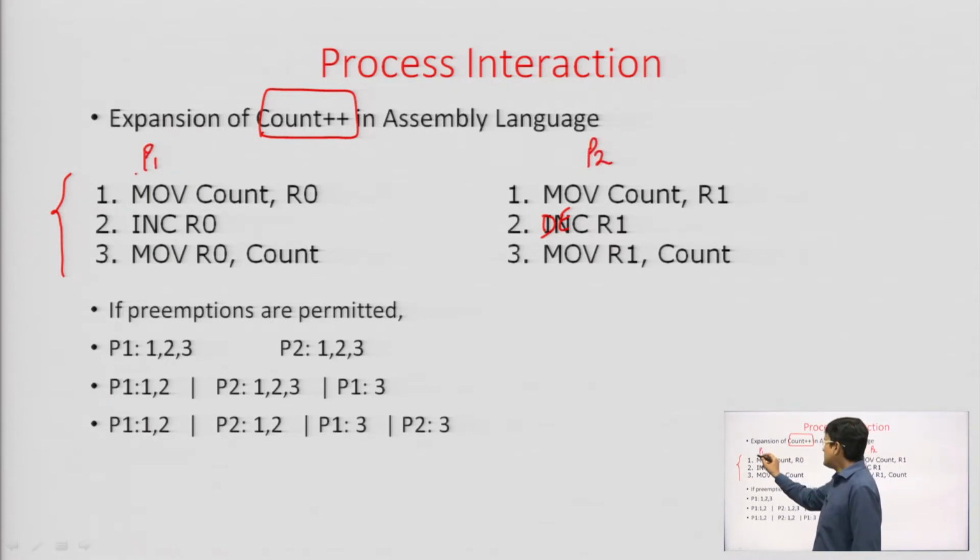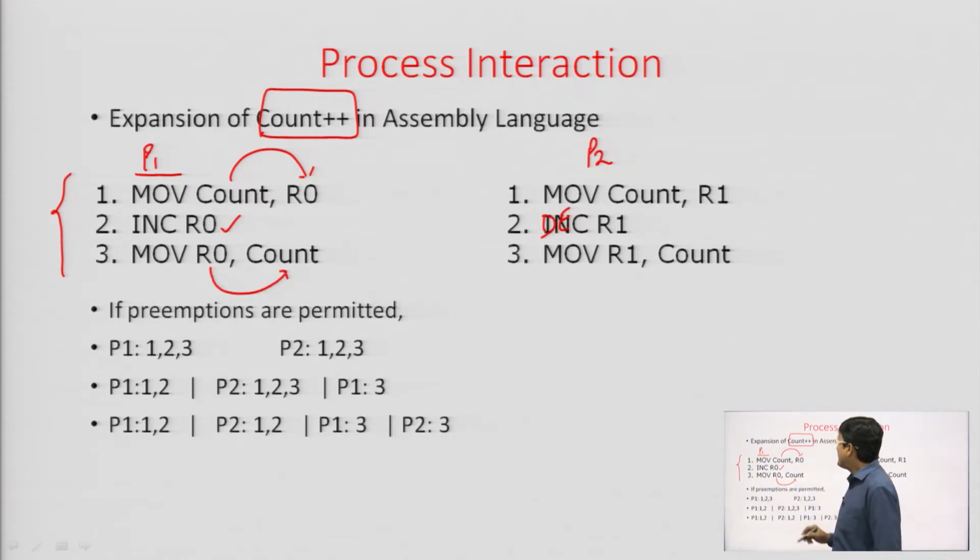The P1 process increments the value, and this is done in 3 steps. The first step transfers the value of count to the R0 register, then increments the R0 register, and finally moves the value of the R0 register into count. Similarly, in the P2 process, first move the value of count into some R1 register, then decrement this value, and finally transfer the R1 register's value into count.